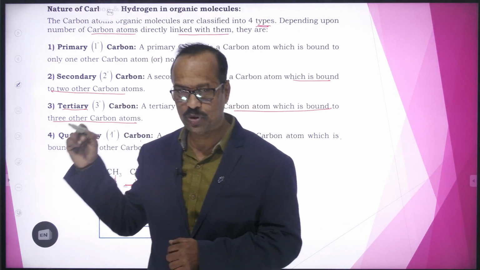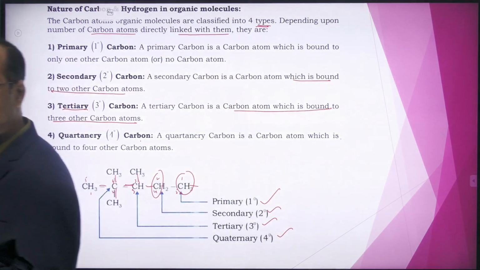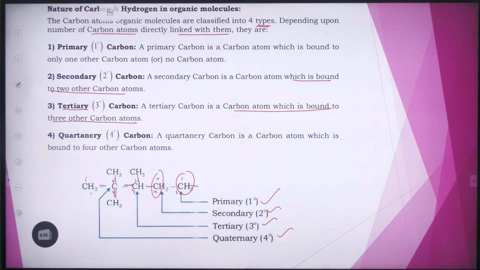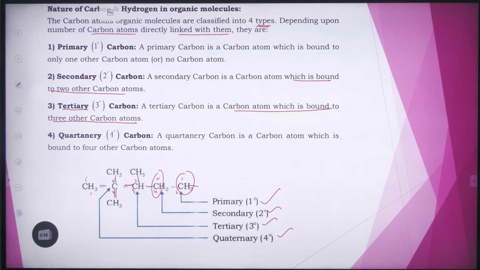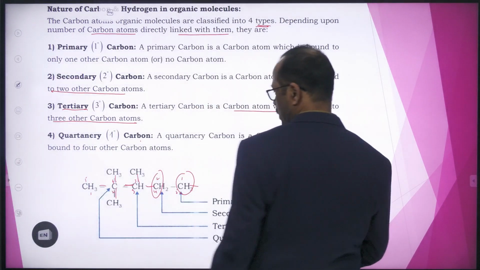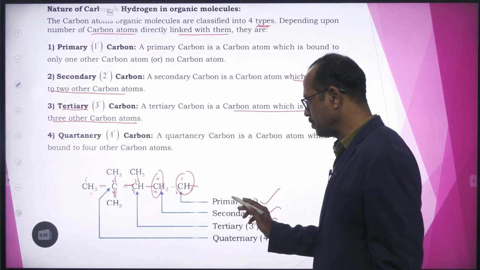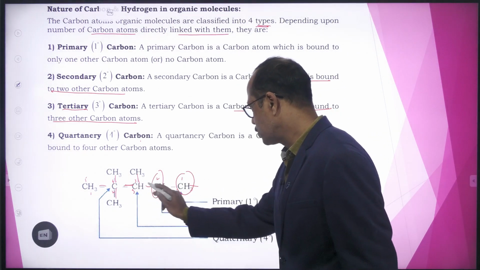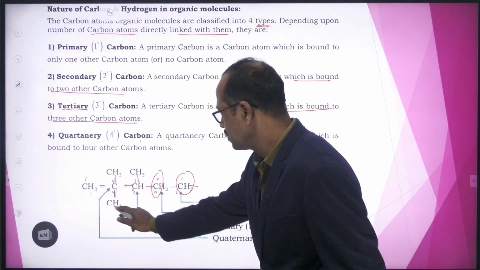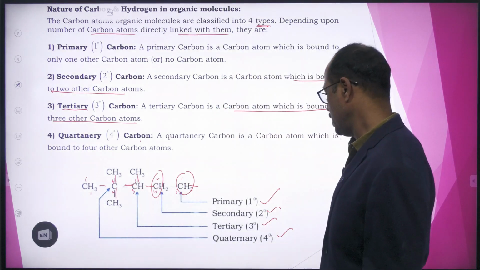Clear? So go through this once, just once, 1 minute. Understood? So this is attached with only 1 carbon, so it's primary. It's attached with 2 carbons, so it's called secondary. This is combined with 1, 2, 3 carbons, so hence it is tertiary. And this carbon is attached to all the 4 carbons, it's called quaternary.